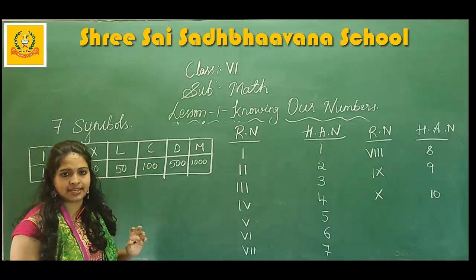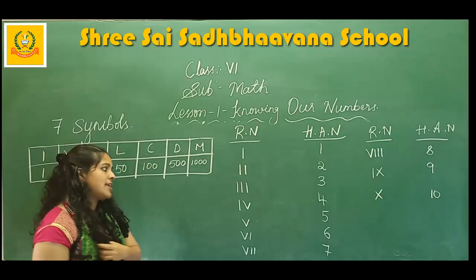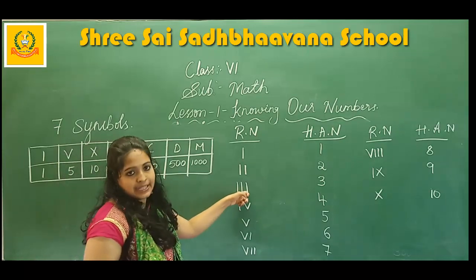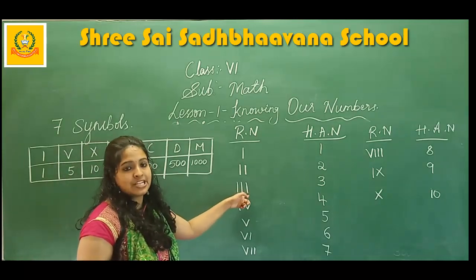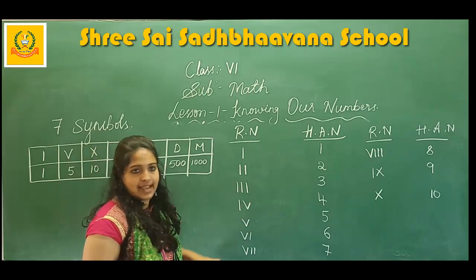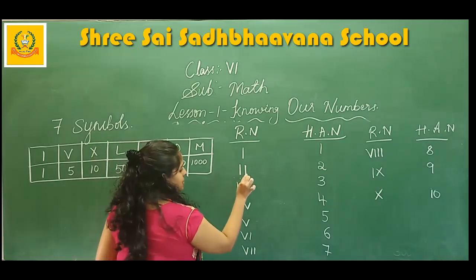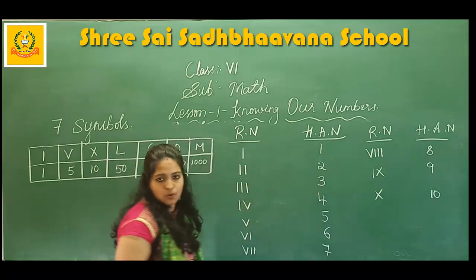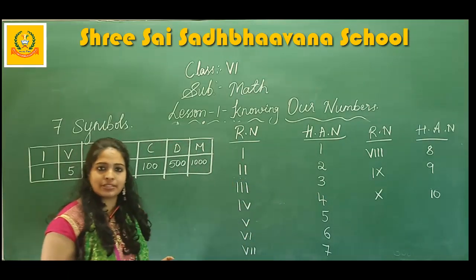And here, some more rules are there. Repetition means addition. Can you see here? I is added 3 times. That is 1 plus 1 plus 1 is equal to 3.